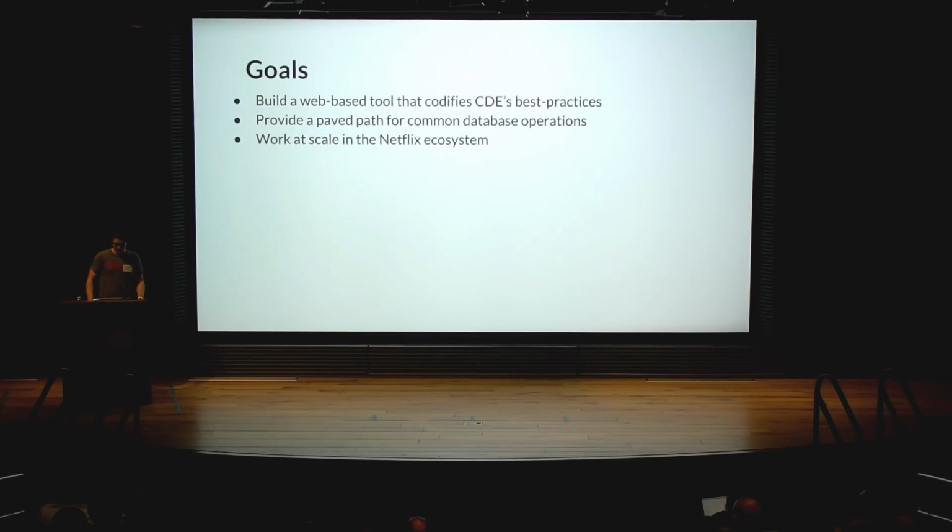So to that end, we started out with building a web-based tool that could try and codify a lot of those best practices. Web-based, since we didn't want to have a client install, and we wanted to provide really a sort of paved path for those super common operations. You quickly want to check for a row, look up some data, and maybe you're responding to an issue. And then finally, to work at scale in the Netflix ecosystem, so being able to discover all the clusters that we have out there and provide integration with all of the other metrics and features that we have.